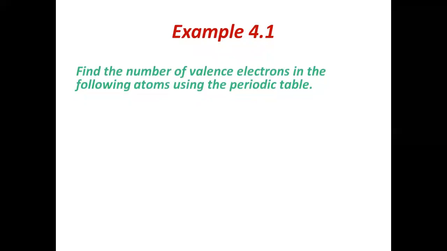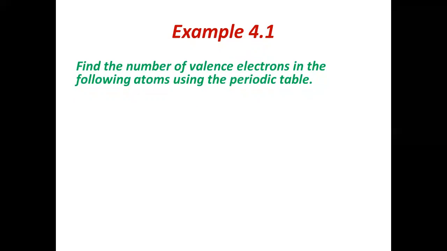Example 4.1: find the number of valence electrons in the following atoms using the periodic table. Dear students, as you know, all the elements in the periodic table are placed on the basis of their valence shell electronic configuration, or the number of electrons present in their outermost shell. So all the elements in group number 1 have one electron in the outermost shell. Group 2 have two electrons, 3 has 3, 4 have 4, 5 have 5, and 6 has 6, and so forth. So the group number actually indicates the valence electrons present in that atom.